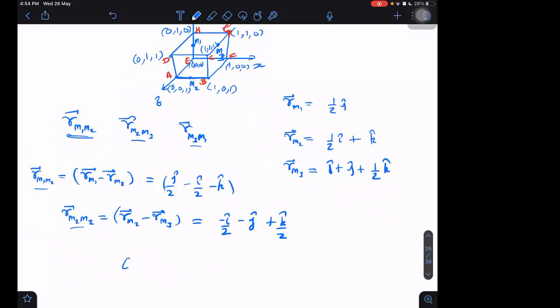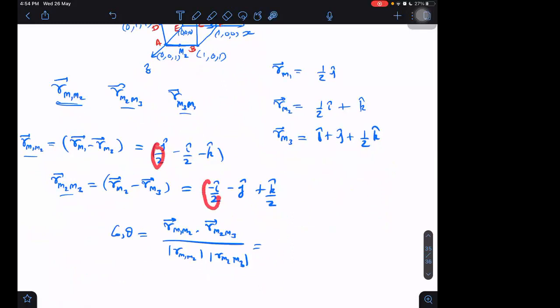Why do I want the dot product? Because I want to find the angle. So for finding the angle, I have to take the dot product of RM1M2 and RM2M3, divided by the magnitude of RM1M2 into the magnitude of RM2M3. Can you do it now?